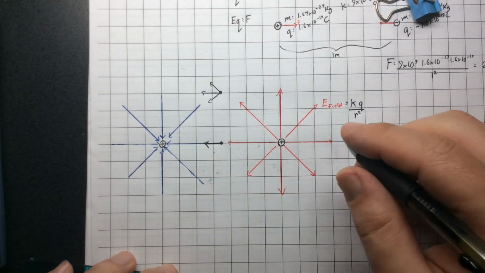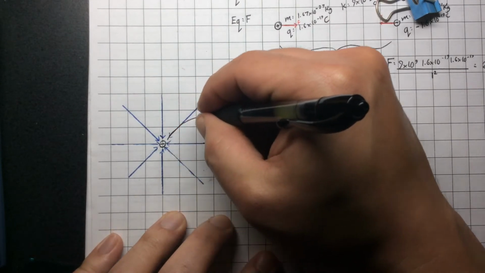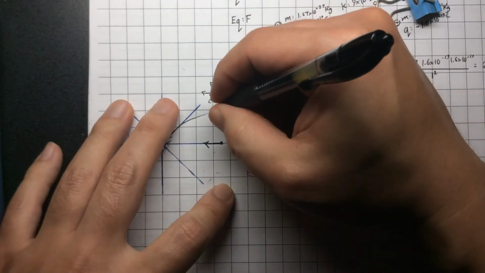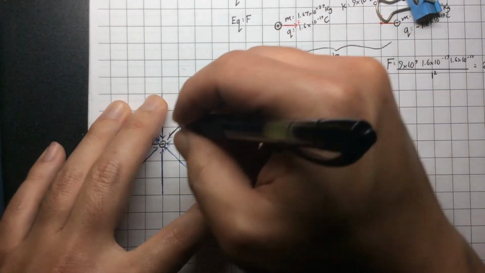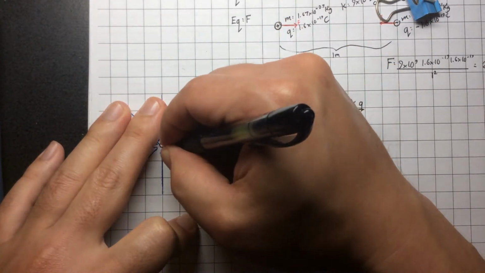And what ends up happening is we've got these field lines that start to go from one charge to the other, and they're going to point over to this negative charge.